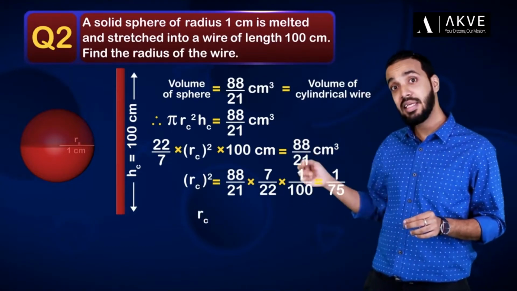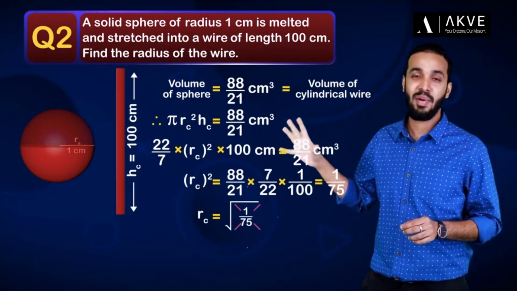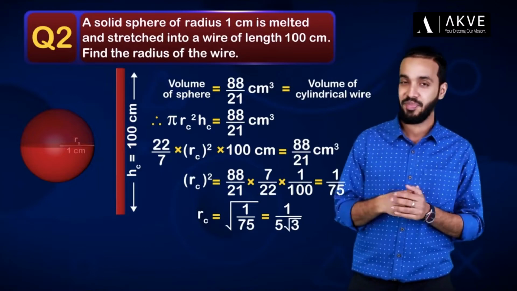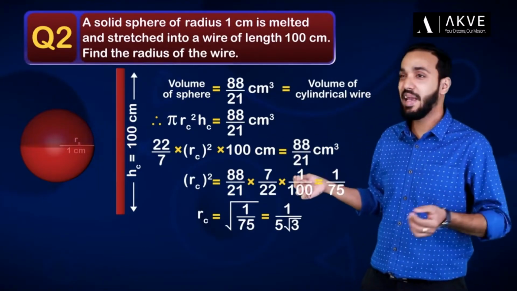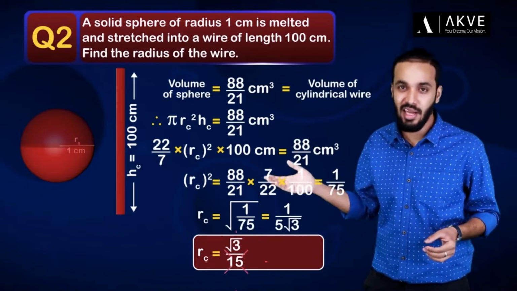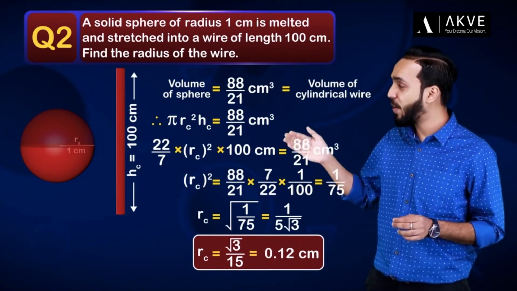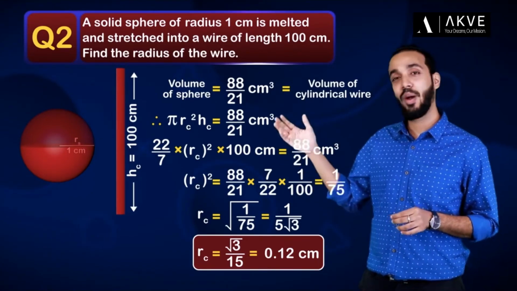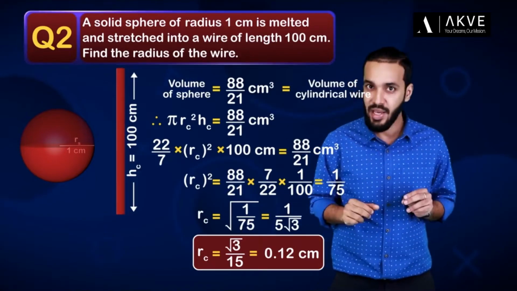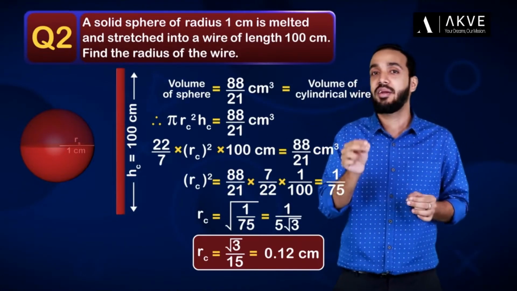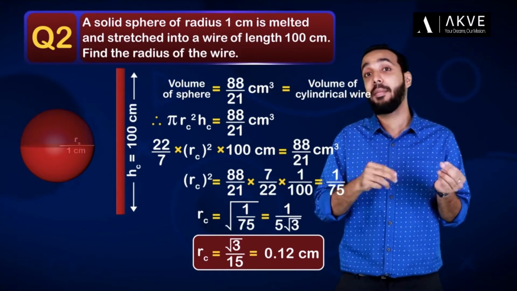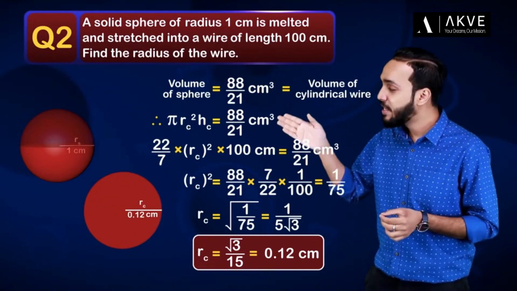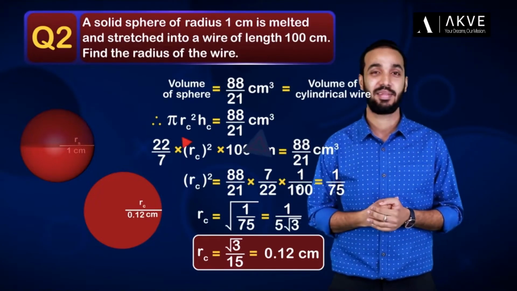So, rc is equal to root over 1 by 75, which would give us 1 by 5 root 3. On rationalizing the denominator, we get rc is equal to root 3 by 15, which is the same as 0.12 centimeters. Thus, rc is equal to 0.12 centimeters. So basically, the 100 centimeter long cylindrical wire, which was formed by melting the solid sphere of radius 1 centimeter, has a radius of 0.12 centimeters.